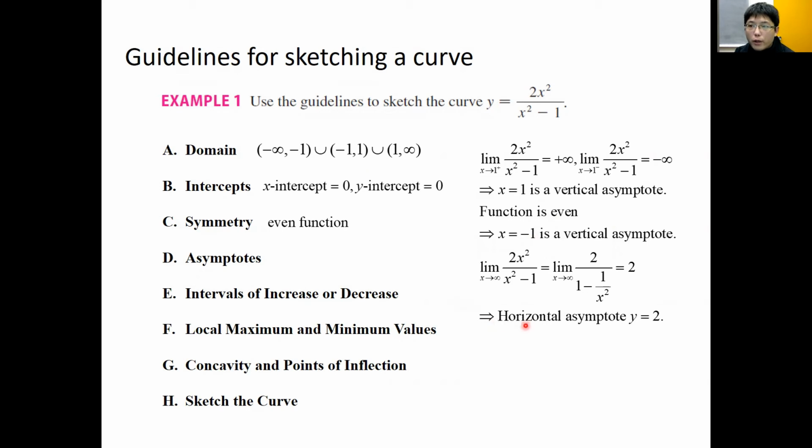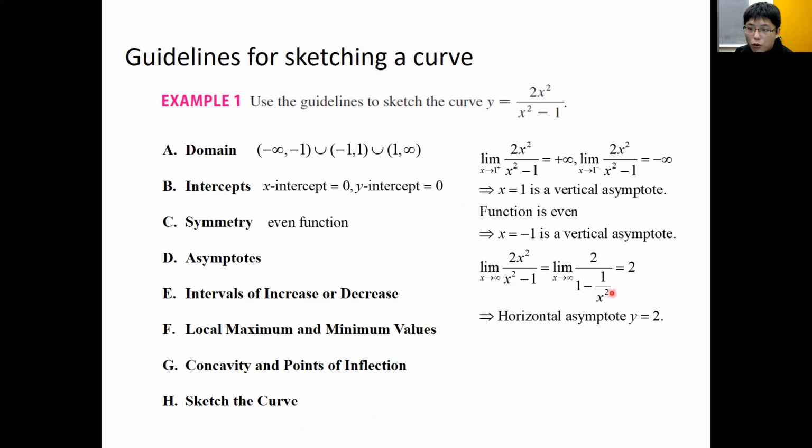Now let's determine the horizontal asymptote by looking at the limit at infinity. That means we need to divide everything by x squared. Dividing 2x squared by x squared, this is what I get. And dividing the denominator by x squared, the first term gives me 1, and the second term gives me 1 divided by x squared. So this limit is easy to compute.